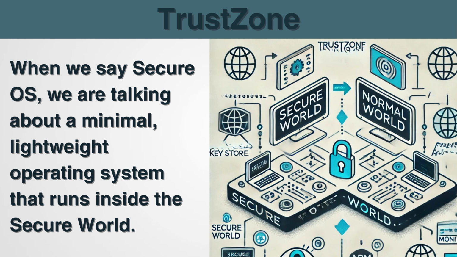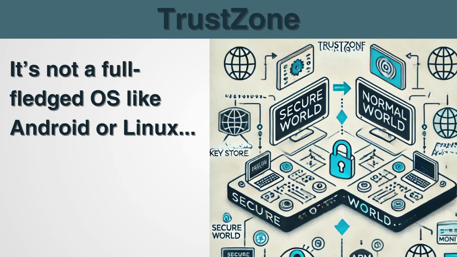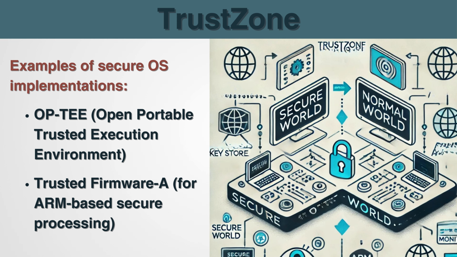To clarify the operating systems, secure OS versus standard OS: when I say secure OS, we're talking about minimal, lightweight operating systems that run inside the secure world. This is often called a Trusted Execution Environment, or TEE. It's not a full-fledged OS like Android or Linux. Instead, it's a specialized environment for running sensitive processes securely. Examples of secure OS implementations include OP-TEE, Open Portable Trusted Execution Environment, and Trusted Firmware-A for ARM-based secure processing.